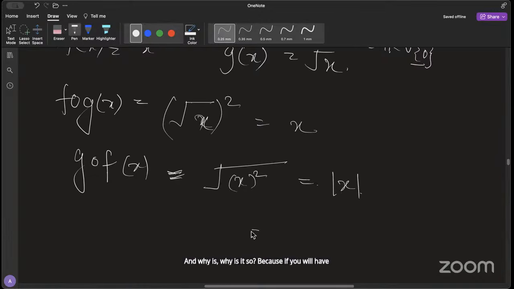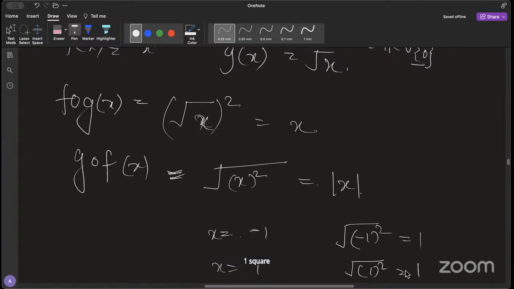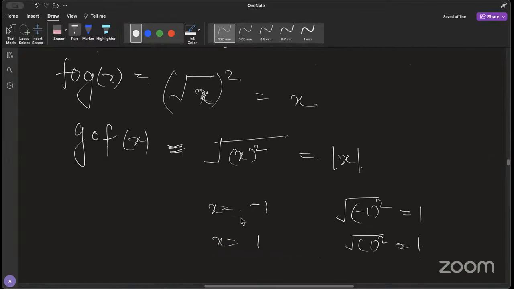And why is it so? Because if your x is equal to minus 1, then minus 1 square and then square root of this is 1. And if x is equal to 1, you will get 1. So when I put minus 1, I get 1, and when I put 1, I get 1. In more generalized words, when I put a negative number, I get it positive. That means if I put minus 10 here, I'll get 10, but if I put 10, I'll get 10.